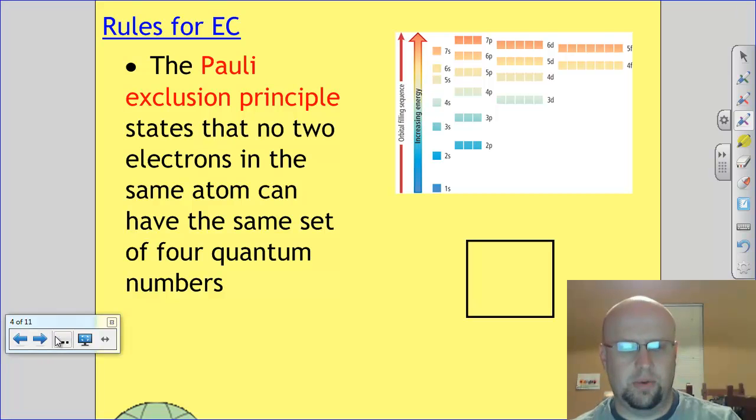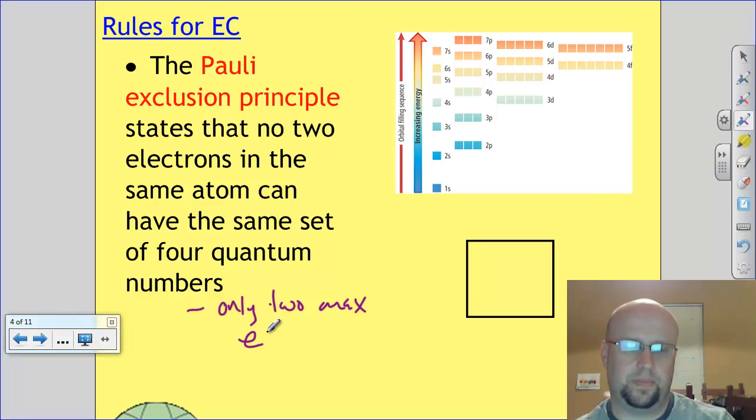Okay. The second rule is called the Pauli exclusion principle, and it has this really long actual definition. It states that no two electrons in the same atom can have the same set of 4 quantum numbers. Well, we're not even going to really talk about what quantum numbers are per se. So what this means to us, the layman's definition, is only 2 max electrons in each orbital.